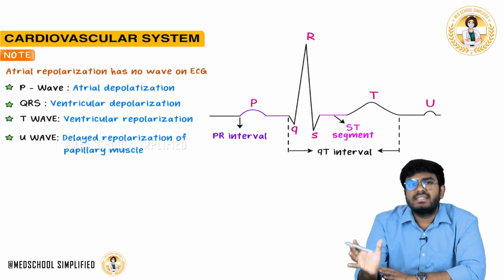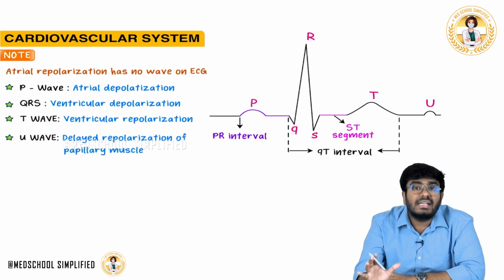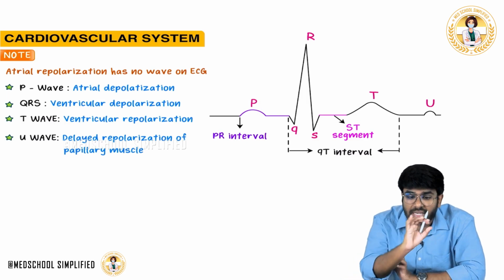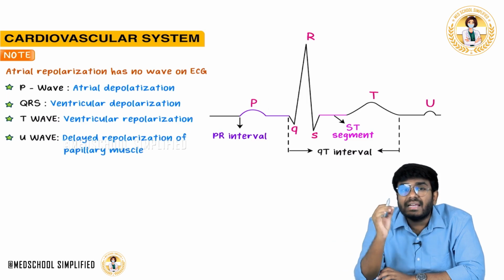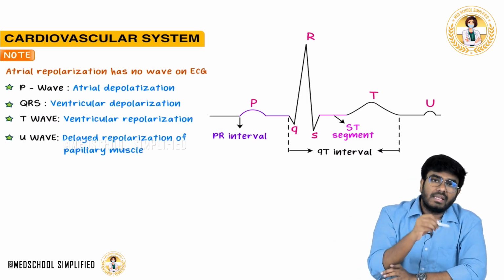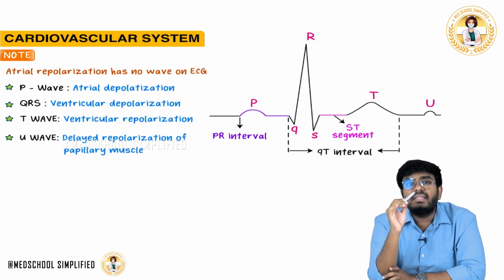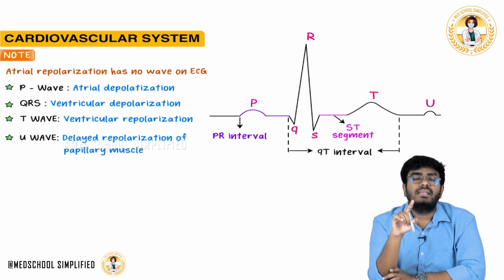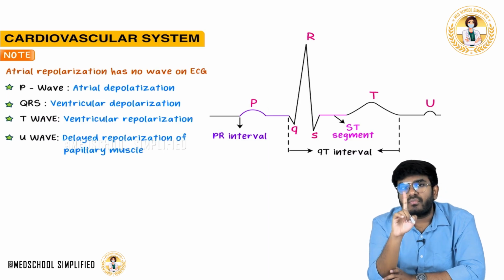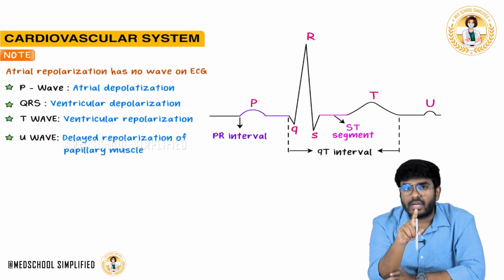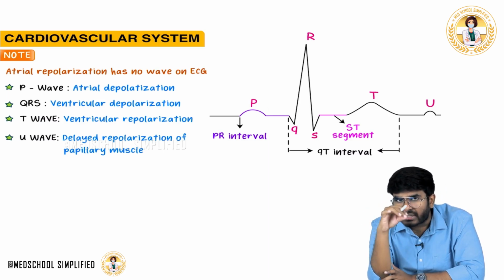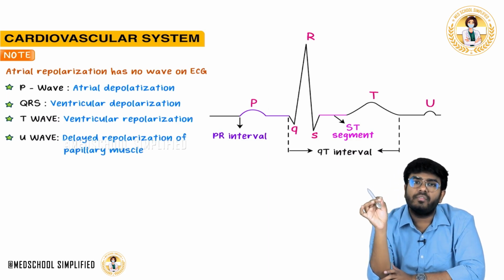First of all, what exactly is ECG? ECG is a graphical representation of electrical activity in the heart. The electrical activity, not the mechanical activity. The electrical activity in the heart is represented in the form of ECG. We are just drawing the graph in the form of ECG.